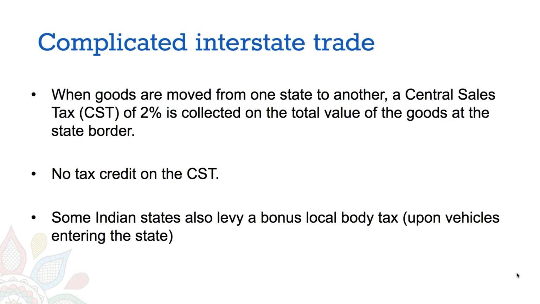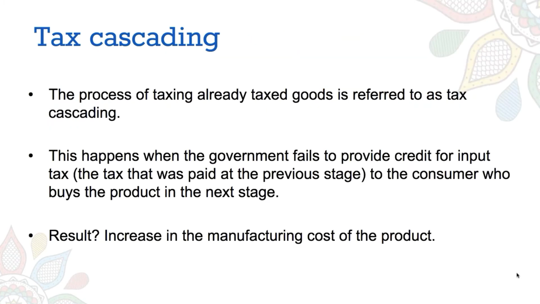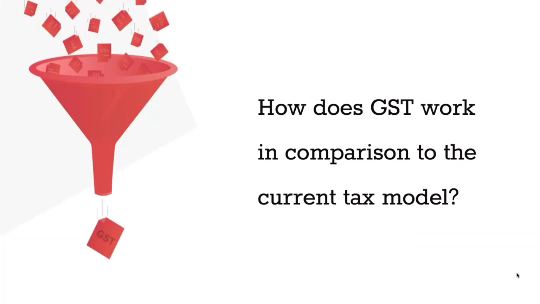And then we have the problem of tax cascading. As we already saw, currently the taxes are actually being levied upon the full selling price of a product at every single stage of the supply chain, instead of the value being added at each stage. So yeah, due to these reasons, we need the GST. Now that we know something about why the GST is being implemented, let's discuss how the GST works in comparison to the current tax model.